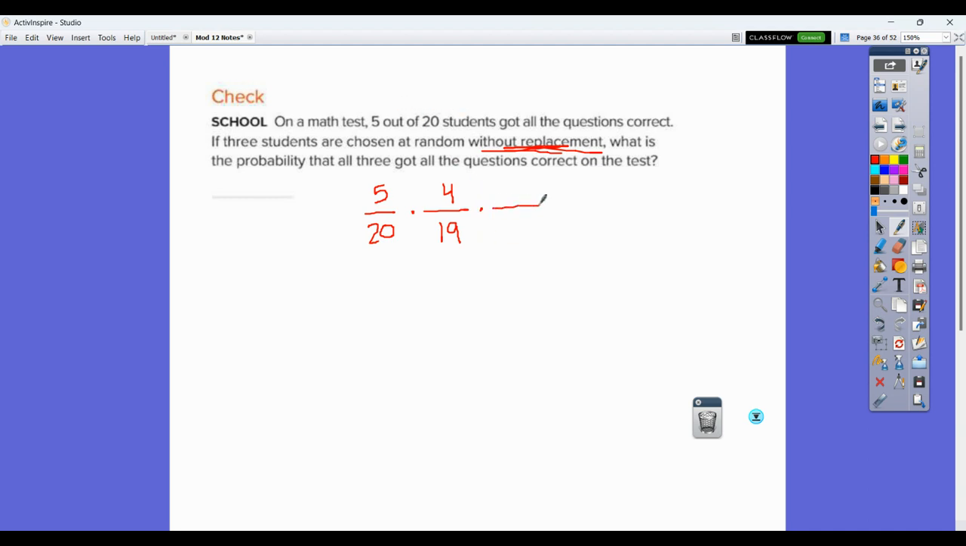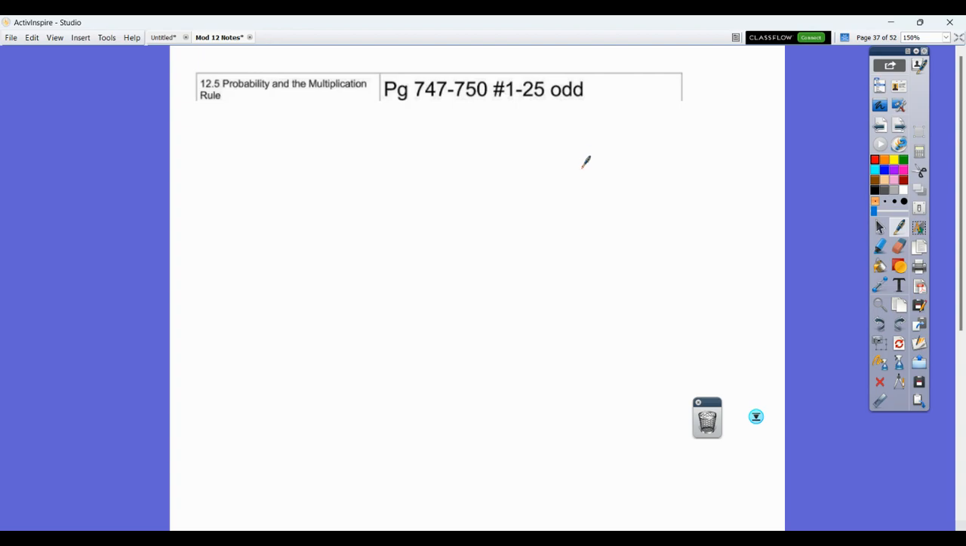And then we have a third student, so 18 students and 3 of them. If we multiply that out, we get 1 out of 114, which is about 0.9%, or 0.009. Any of those would be correct there. So that's what we have for 12.5.